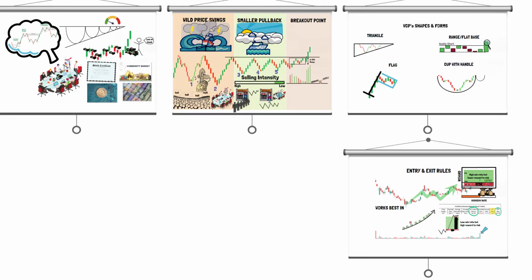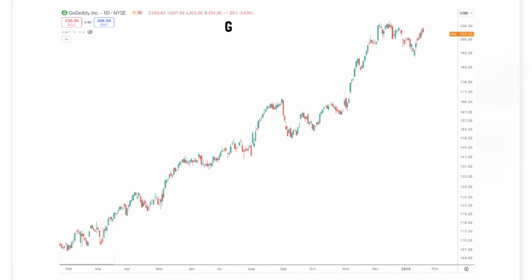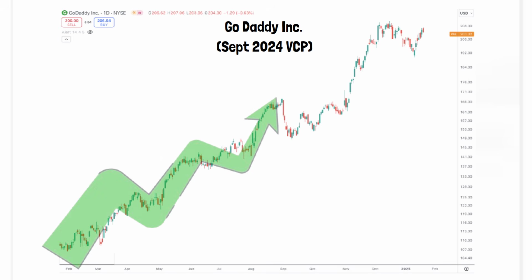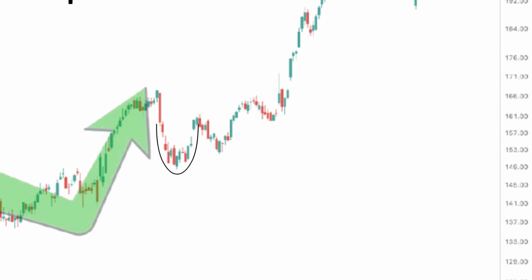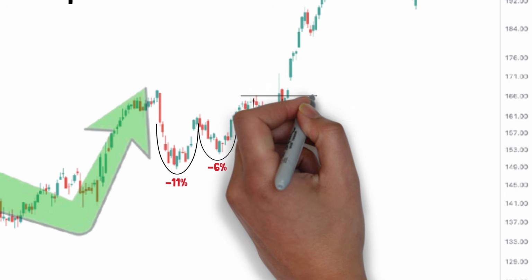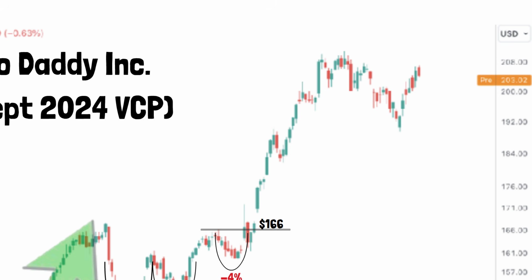Let's look at some examples of how VCP has worked in recent times. Here is the chart of GoDaddy Inc. from September to October 2024. The stock was in a strong trend, doubling in around a year. It then slipped into a VCP with 3 contractions. The first one was 11% deep, the second one was 6% deep, and the third was 4% deep. The stock broke out from the third contraction at $166 on this gap-up day.